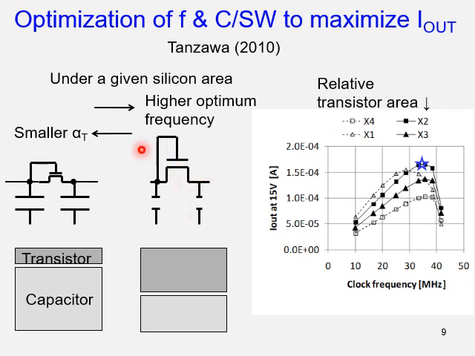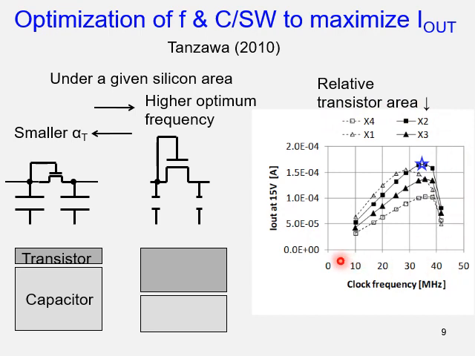However, in this situation, with a smaller capacitor and larger parasitic capacitance, the parasitic element alpha T increases. So this large alpha T may lose your I-out due to the loss based on alpha T. So probably there is an optimum point between the two extreme cases.